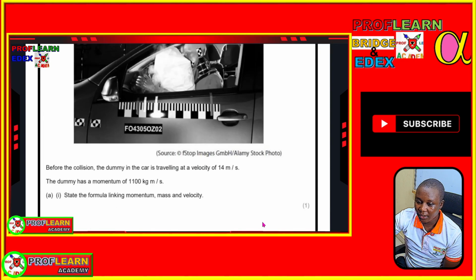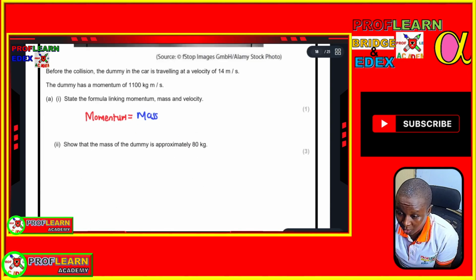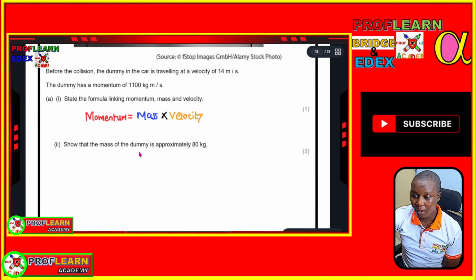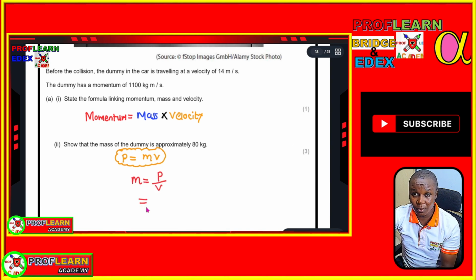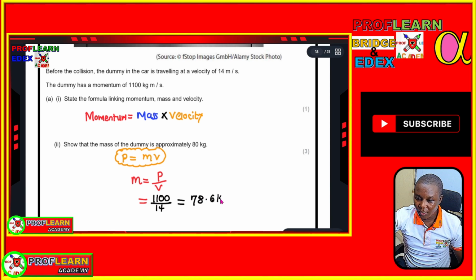Now the next area is about momentum. You need to understand the formula you can use to work out momentum. Also, you need to understand how you can calculate the mass, because if you are given momentum and you are given the velocity, you can make m the subject of the formula in order to work out the mass, in this case, which is approximately 80 kgs.